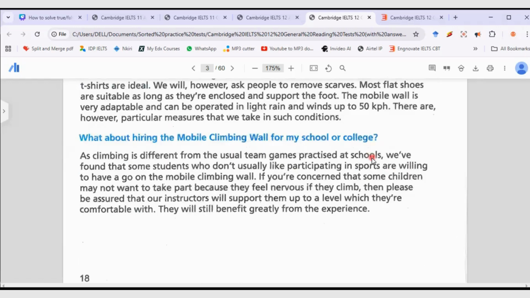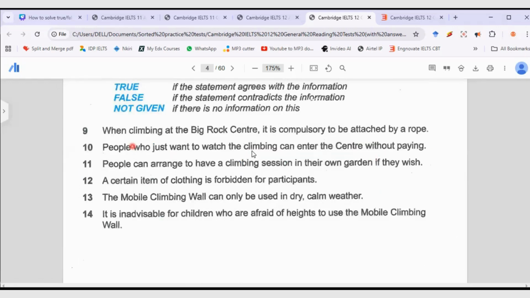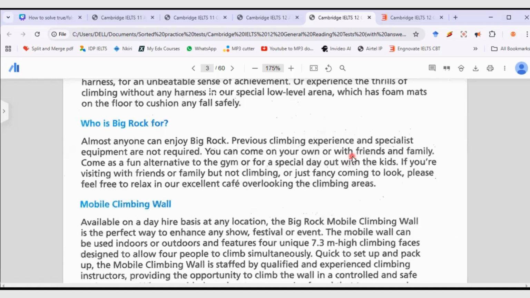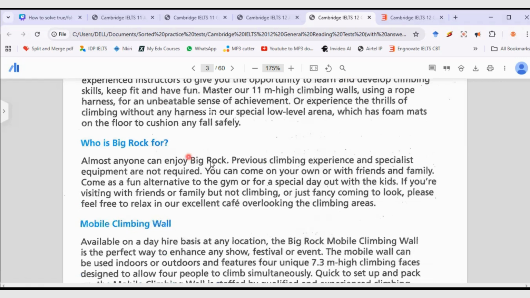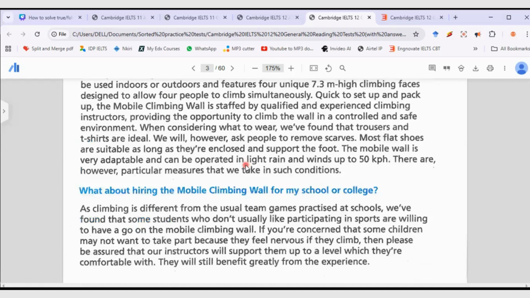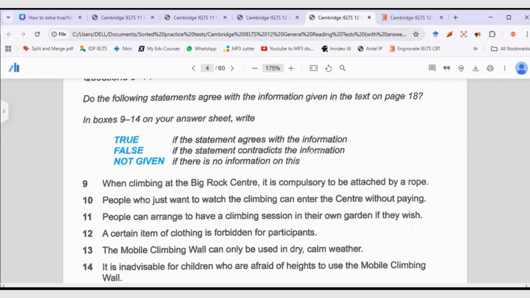Now, go back to the question. People who just want to watch the climbing can enter the center without paying. Can you see that we don't say anything about paying? In fact, right from the beginning, there's nothing here about payment in this paragraph 1. In paragraph 2, we can't really see anything about payment yet. We have not seen payment yet. So the passage is silent about payment. So for me, this number 10 is going to be not given.